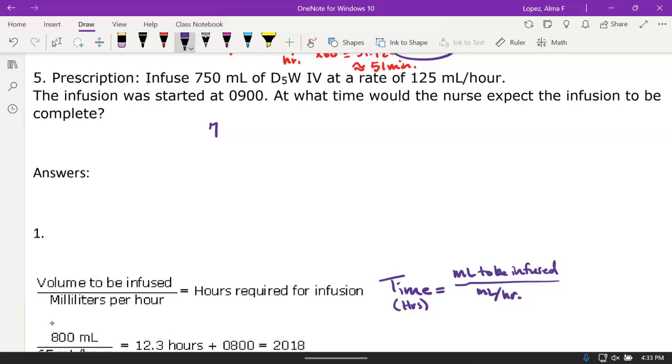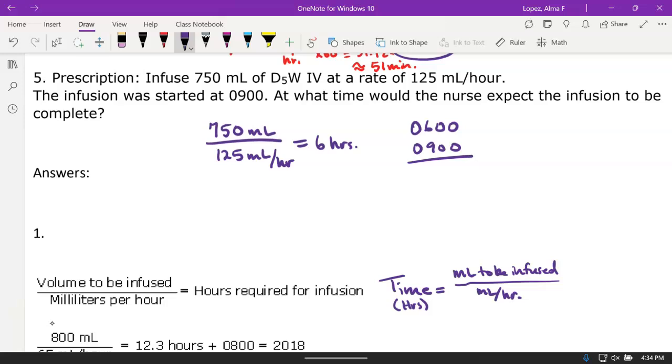All right, so you started off by infusing 750 milliliters at a rate of 125 milliliters per hour. After doing the division, 750 divided by 125 is 6, 6 hours. Since it came out a whole number, it's 0600. I'm going to add that to the time it started. That means this infusion will be over at 1500.